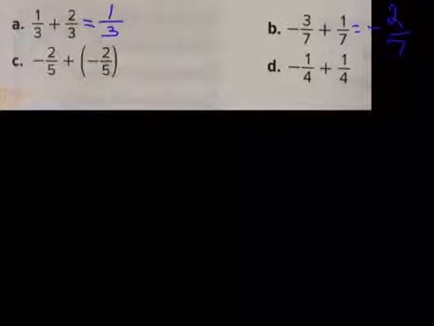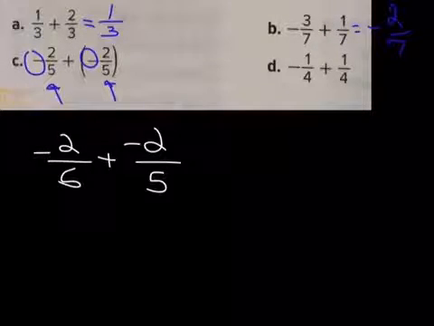And next we have a negative plus another negative. So you spend this much money, and then you spend even more money, so you're going to be even more in debt, right? So we have negative 2/5 plus negative 2/5, right? It's going to be negative 4/5.